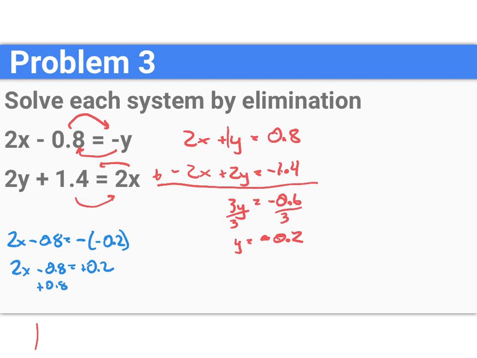Add 0.8 to both sides. 2x equals 1. Divide by 2 on both sides. X equals 1/2. Okay, so now into our second equation.